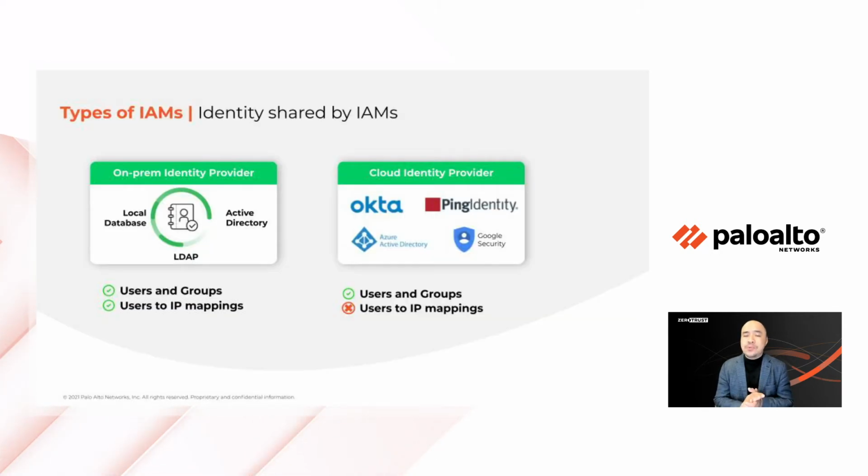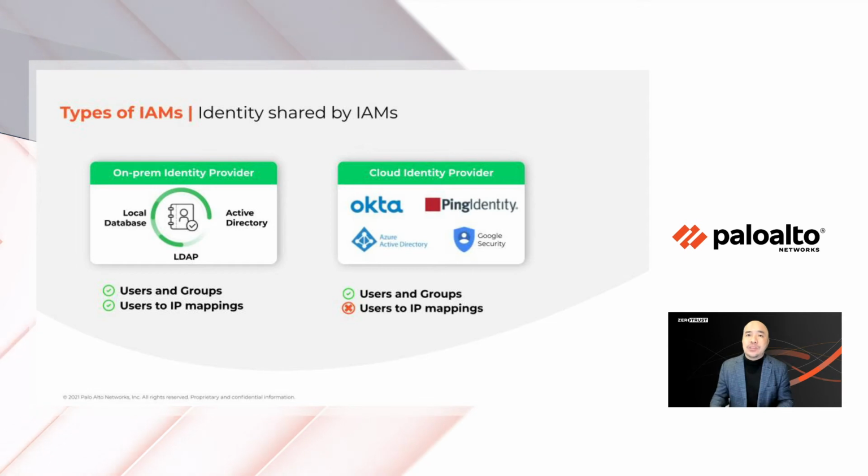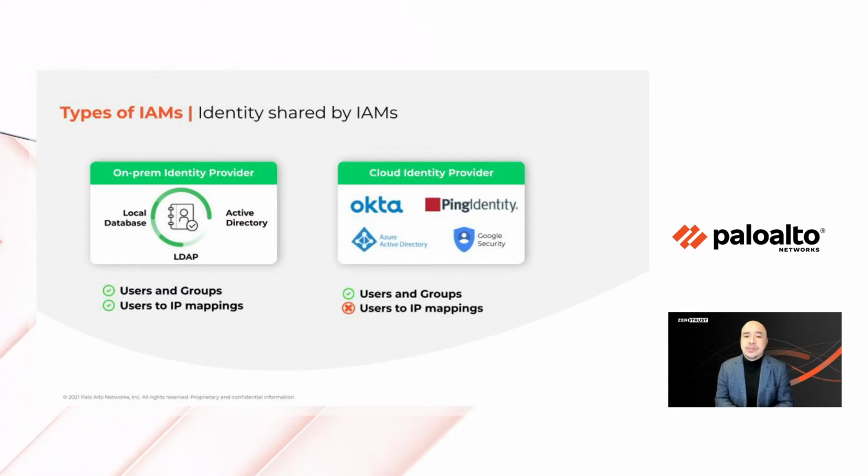There are two types of identity access management, or IAM. The first type is the on-prem identity provider, like your local database, LDAP or Active Directory. The second type is the cloud identity provider, for instance, Okta, Azure AD, Ping Identity, Google Security, etc.